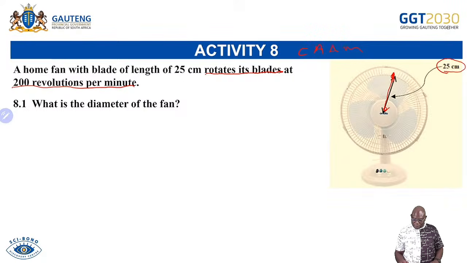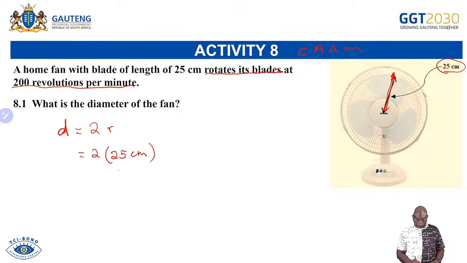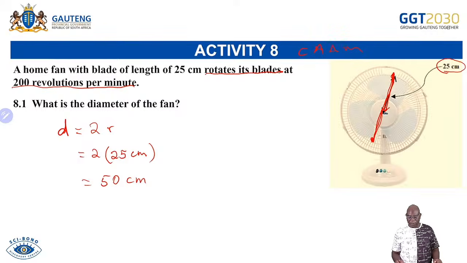So the radius is given as 25. Simple question. What is diameter? Diameter is twice the radius. Which means I just need to multiply the radius by 2. And there will be 50 centimeters. So meaning that from here to there, it's going to be 50 centimeters. Okay.